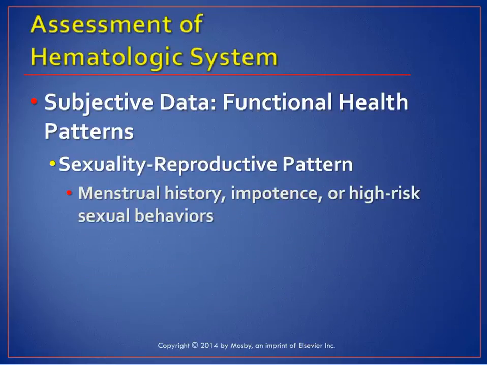Obtain information about sexual and reproductive patterns. So, obtain a careful menstrual history for women, including the age at which menarche and menopause began, the duration and amount of bleeding, incidence of clotting and cramping, and any associated problems. Ask men if they have any problems related to impotence, because this is not uncommon in men with hematologic problems. Question the patient about sexual behavior, because HIV infection is potentially a concern, particularly among high-risk groups. Ask the patient if adequate support is available to meet their ADLs.